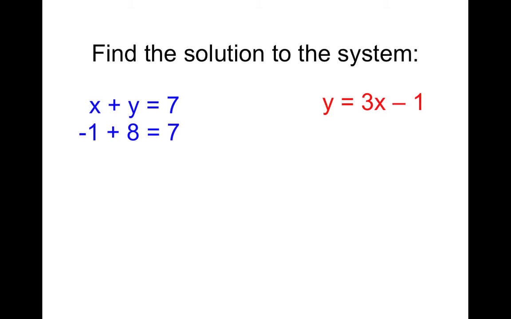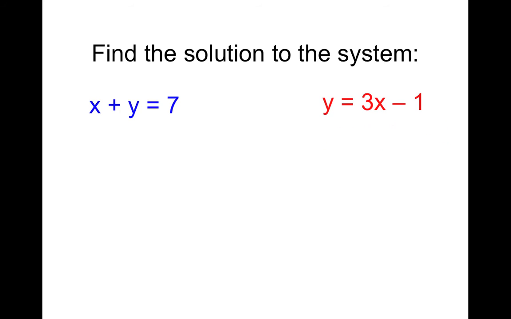The equation on the right, y equals 3x minus 1, also has tons of solutions. If x is 0 and y is negative 1, that makes this equation true. If x is 1 and y is 2, that's a solution. Or if x is negative 2 and y is negative 7, and again, I'm sure you could think of lots more.